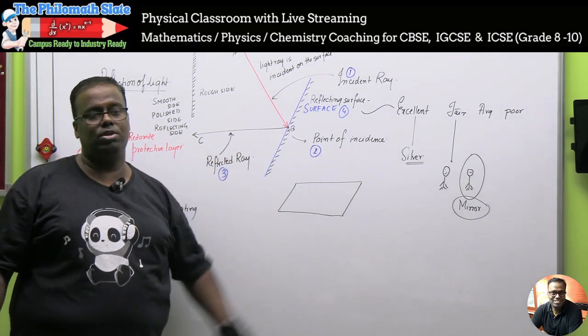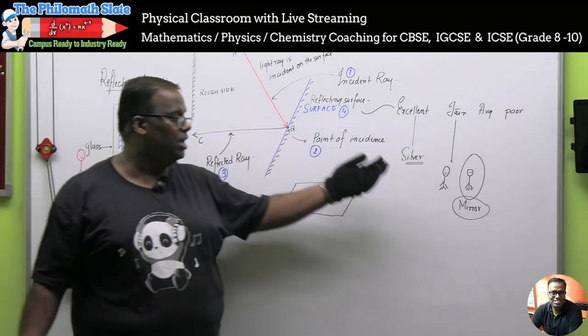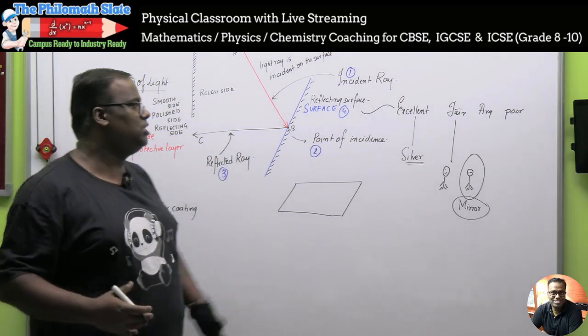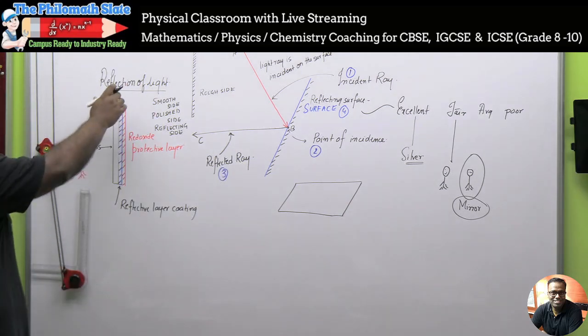Such a surface is known as a reflecting surface. Such surfaces can be excellent, and then there are average ones. In that case, the reflecting surface is silver. So in all our consideration, we will not use silver. We will be taking the example of a plane mirror.